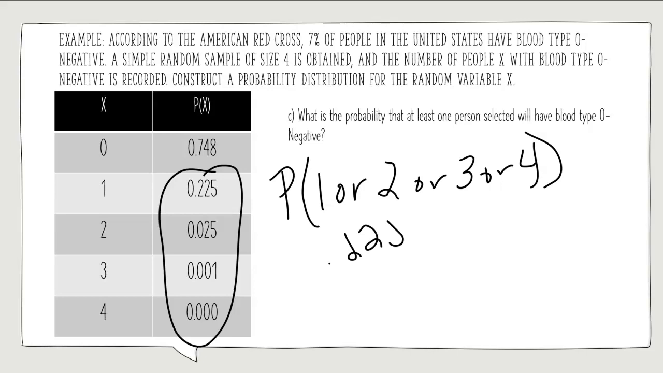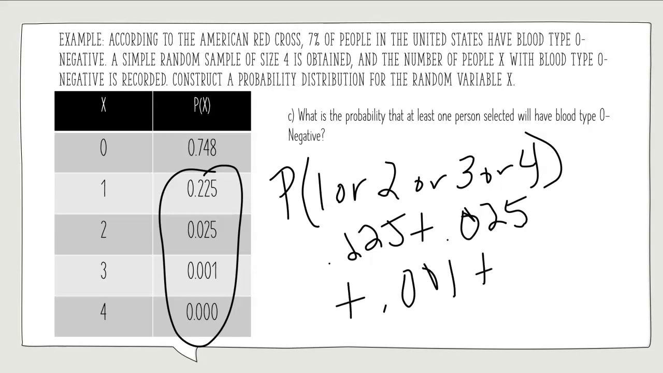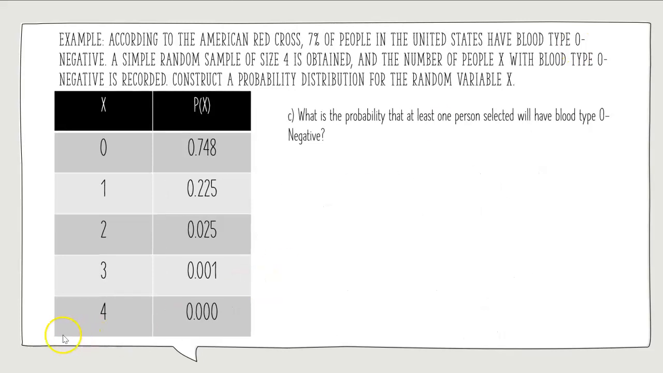0.225 plus 0.025 plus 0.001 plus 0.000. Sorry, this is coming out kind of sloppy, but y'all get the gist. I'm adding all 4 of these right here, and you get a total of 0.251. All right, so you get 0.251 for that one.